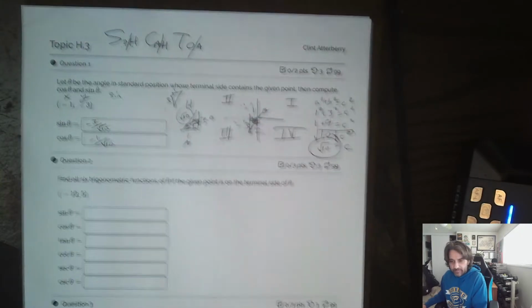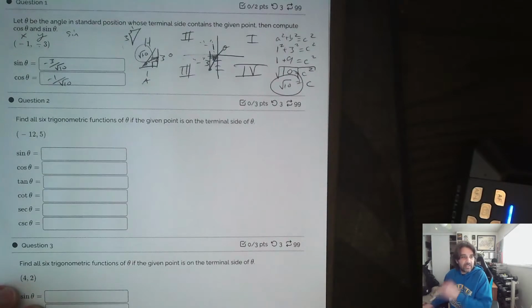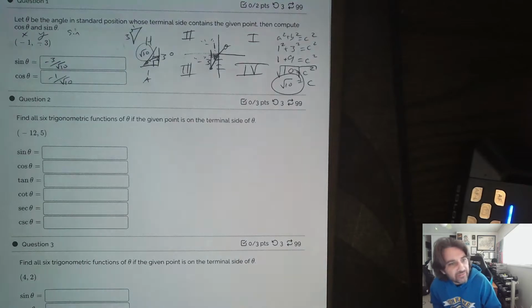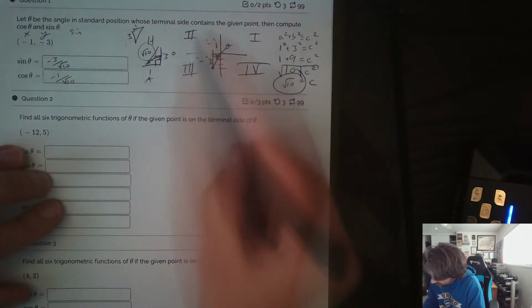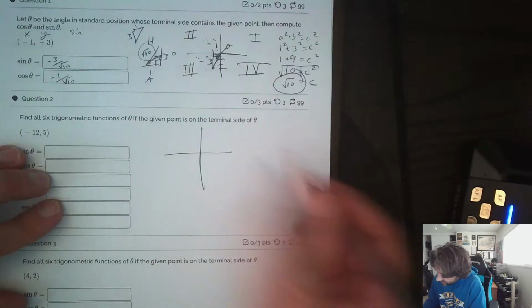Good times, right? Let's look at number 2 and let's see that example. Find all 6 trigonometric functions of theta if given the point on the terminal side of theta. So kind of the same exact thing, right? We've got some sort of graph here.